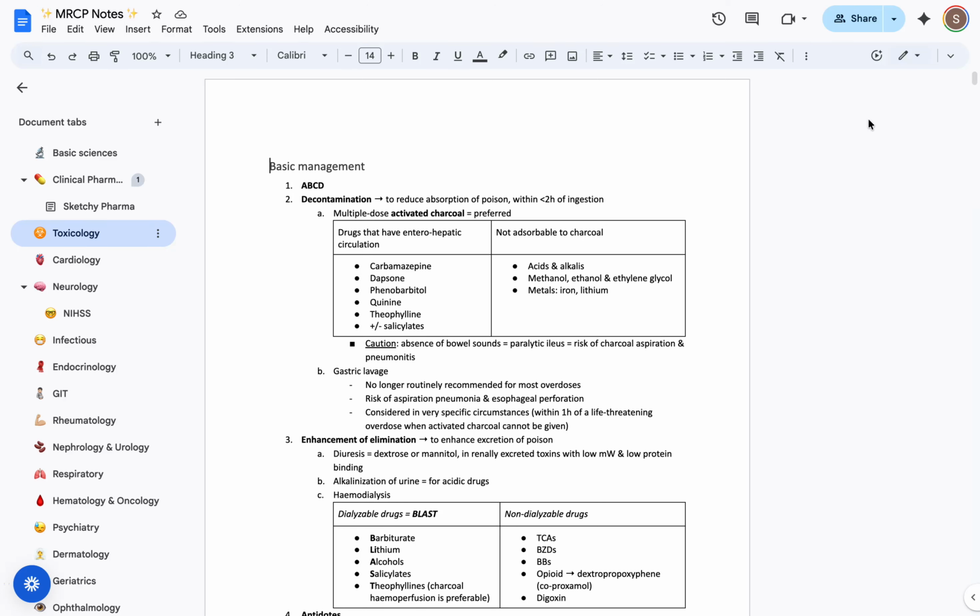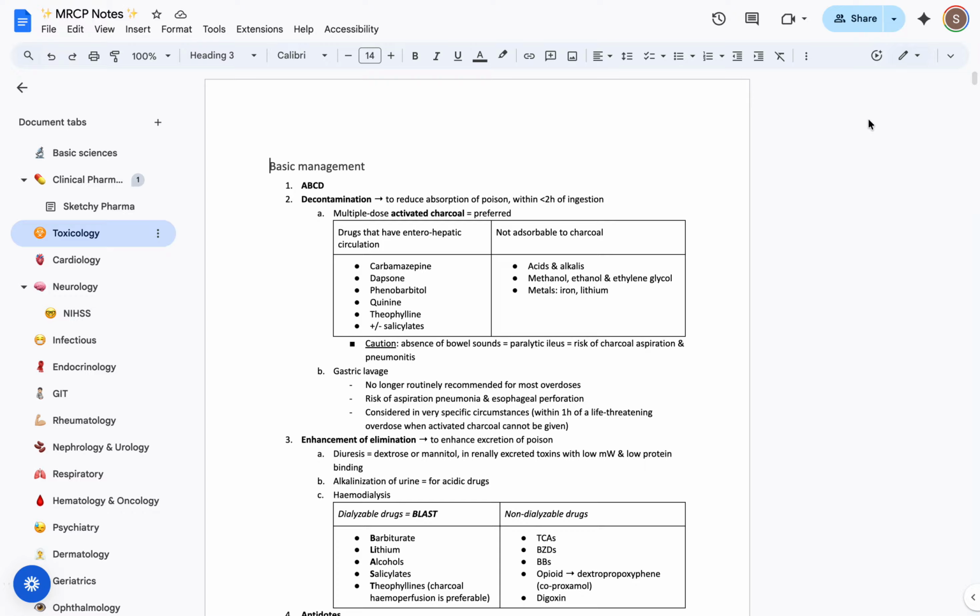Hello. So, toxicology, basic management, ABCD: airway, breathing, circulation, and D is decontamination, I guess. So, for decontamination, to reduce absorption of the poison, usually done within 2 hours, multiple dose activated charcoal. There are drugs that have enterohepatic circulation, so this would be useful in carbamazepine, dapsone, phenobarbital, quinine, theophylline, and salicylates.